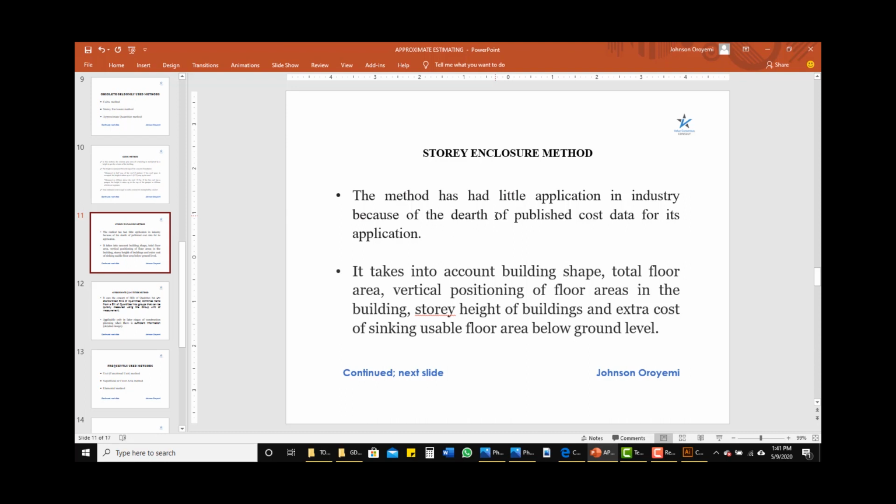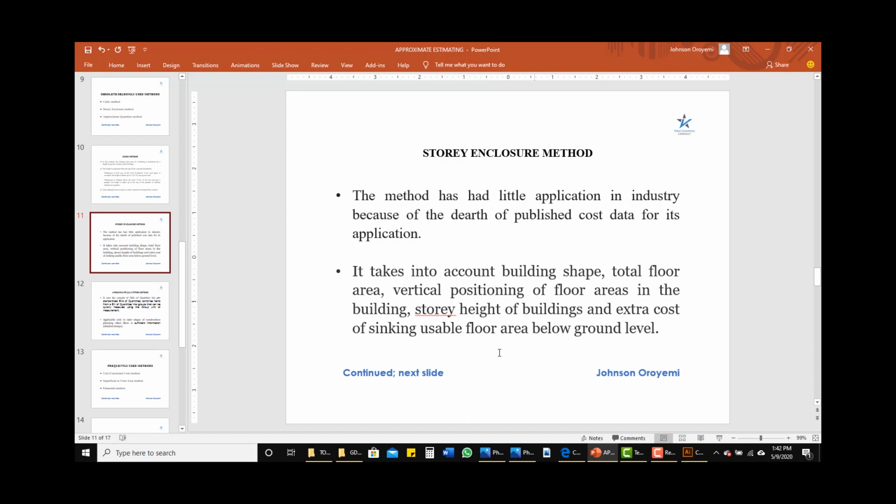Then it also takes account of the vertical position of floor areas in the building. It takes account of the storey height of the building and the extra cost of sinking usable floor area. That is, if you have a basement in the proposed building project. So the Storey Enclosure method takes care of that basement too. So it's an effective method, but it went into extinction because you can't really see a cost analysis based on the Storey Enclosure method. So that's why it went into extinction, but it's an effective method of preparing a preliminary estimate.